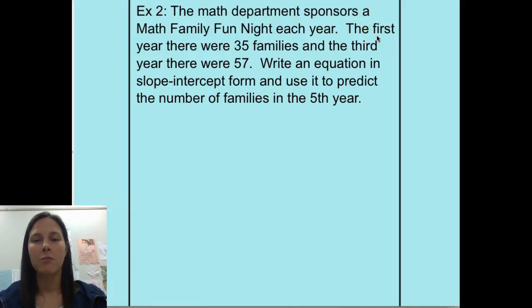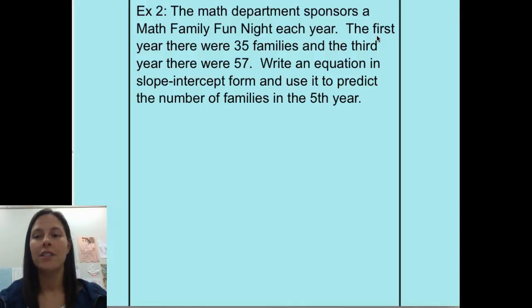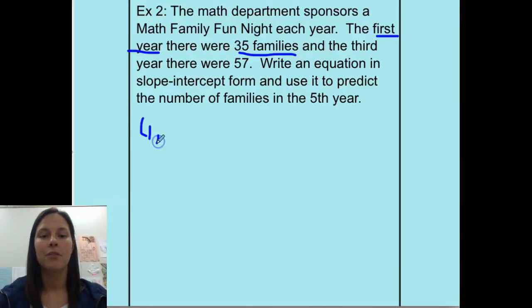The other type of problem you might see is when you're given 2 points of information in time. That's the case with our example 2. The first year, there were 35 families. That is a point in time. Remember, time is always your x value when you're setting up your ordered pair. In the third year, there were 57 families.